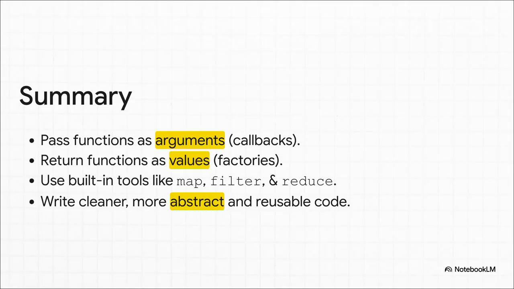All right, so let's zoom out and pull it all together. The big idea with higher-order functions is that you can treat functions like any other variable. You can pass them into other functions as flexible instructions. We call those callbacks. You can have functions that return new, specialized functions. We call those factories. And you should absolutely use the amazing built-in tools like map, filter, and reduce. All of this leads to code that is way cleaner, easier to read, and so much more reusable.